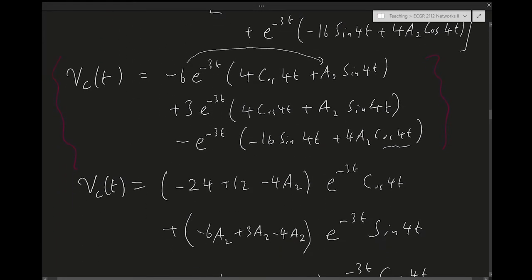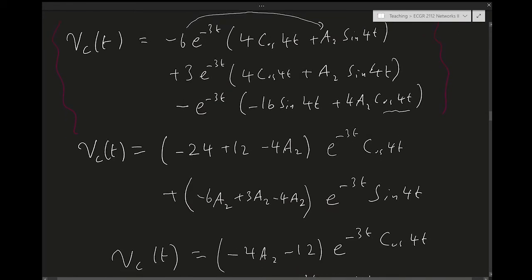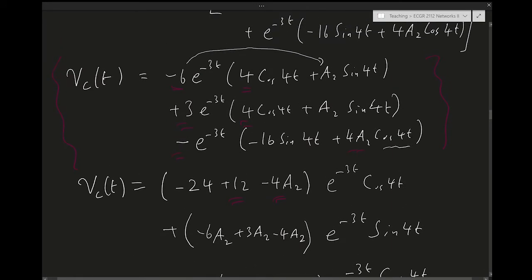And then we went back to the circuit and solved for VC. And then I opted to collect the sine and the cosine coefficients separately, right? So everything was fine for the cosines. I took minus 6 times 4, which is 24, 3 times 4, which is 12, right? And then minus 4a2. So that was fine. But then for the sines, that's where I made the mistake.